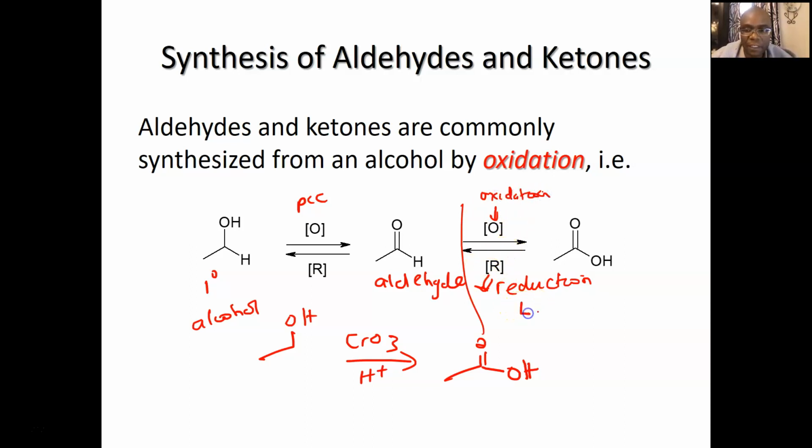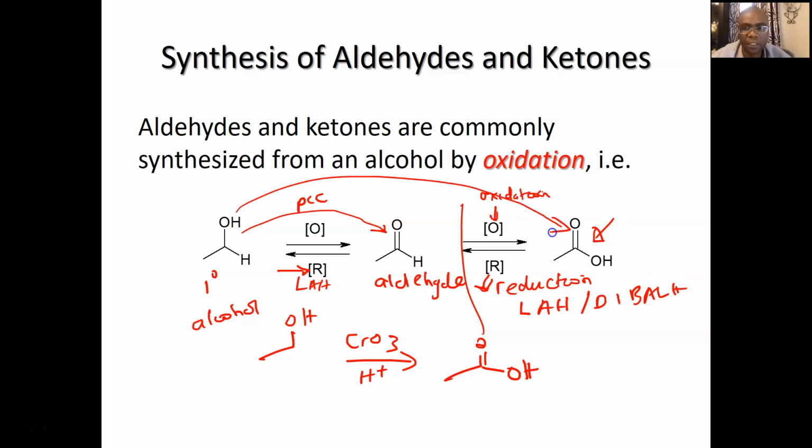They are reducing agents like lithium aluminum hydride, or another one that we call DIBAL. We'll talk about them if we discuss the chapter on carboxylic acid and derivatives. So same lithium aluminum hydride can be used here, or DIBAL, or even another one called sodium borohydride. So going backward is reduction, going forward is oxidation. Depending on the strength, if it's mild, stops at the aldehyde. If it's strong, like Jones reagent, goes all the way to the carboxylic acid. That's how primary alcohols behave.